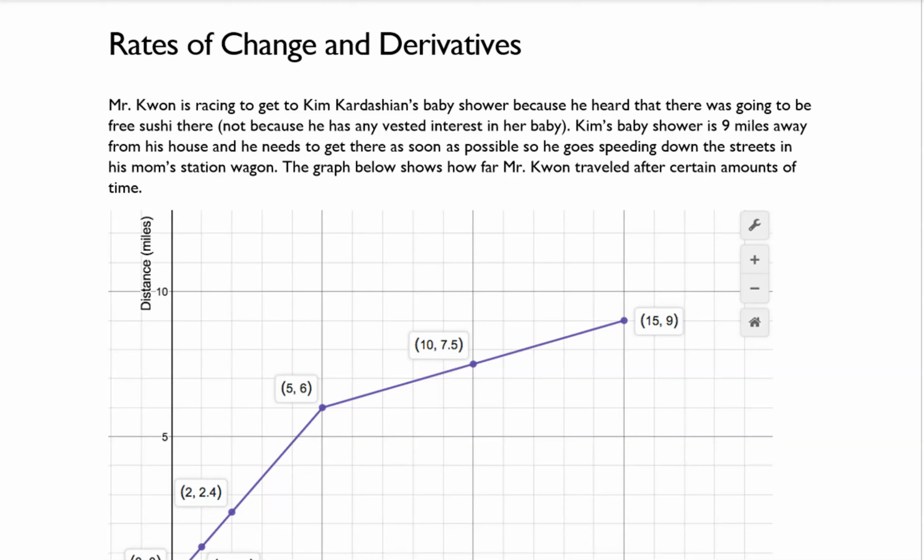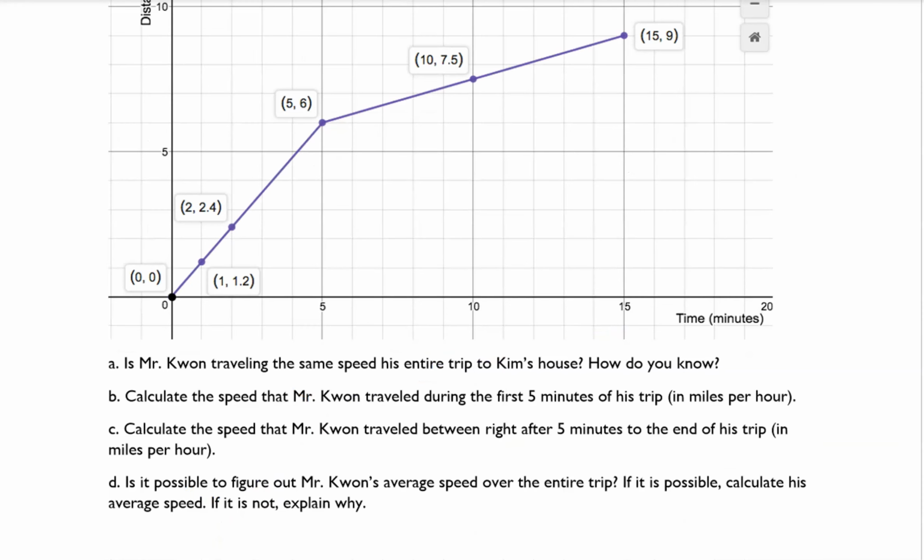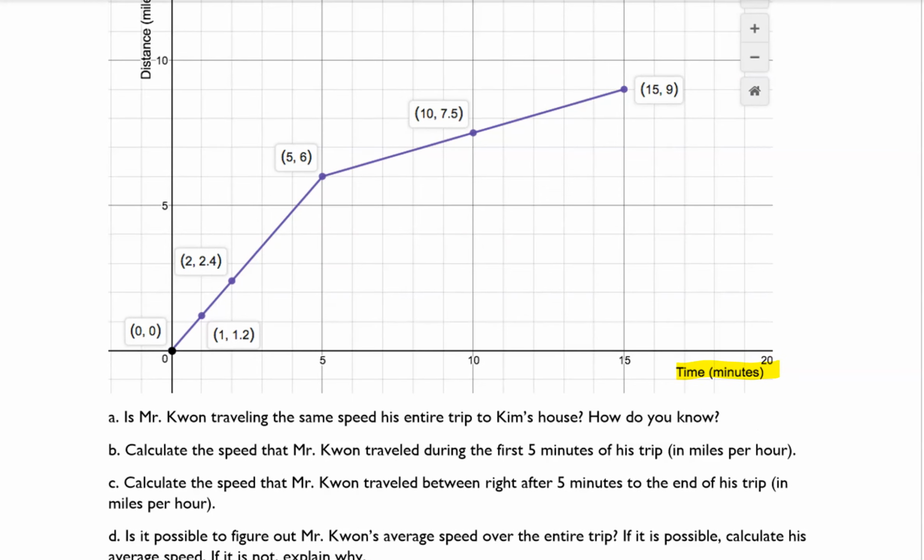The graph below shows how far Mr. Kwan traveled after certain amounts of time. All right, so we have this graph here. Notice the horizontal axis represents time in minutes, and the vertical axis represents distance in miles.